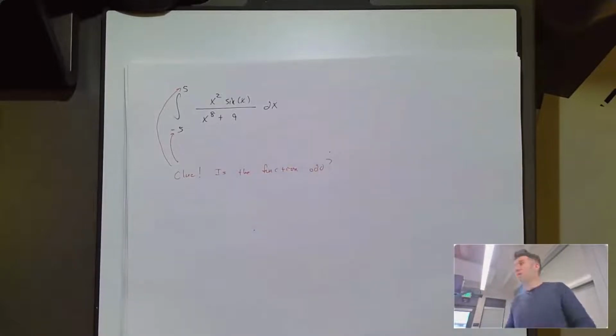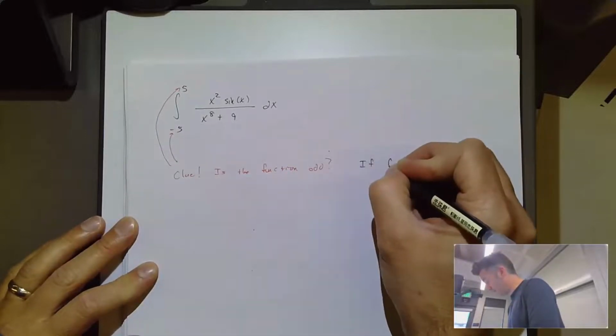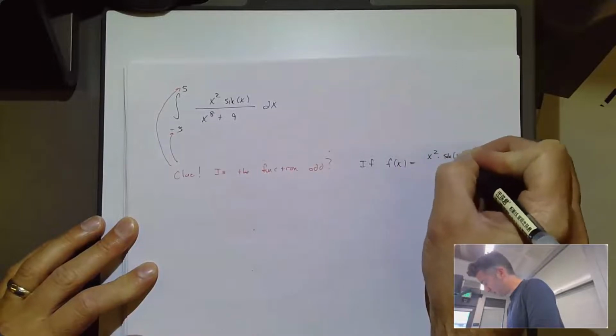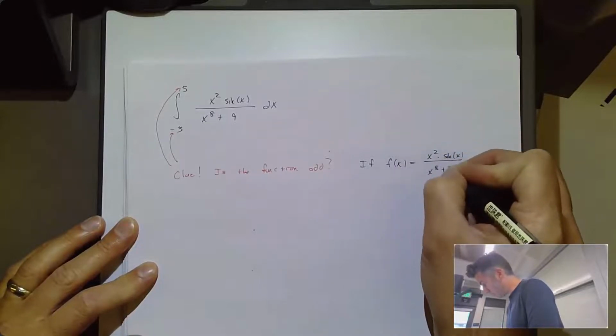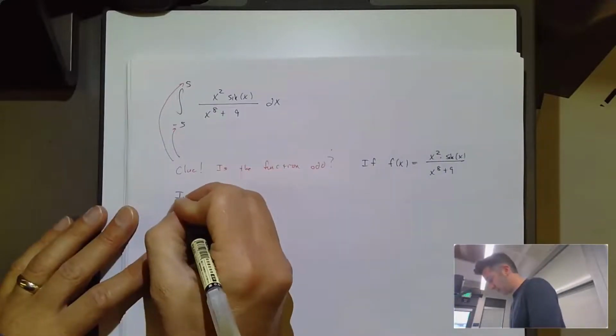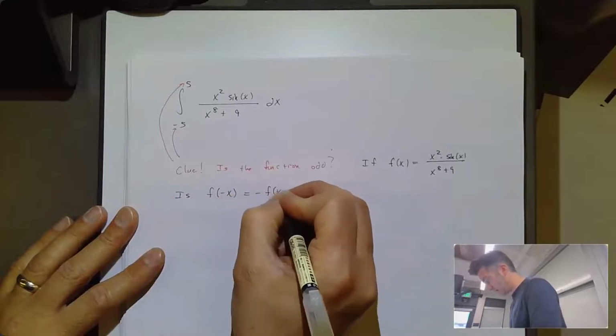Well, we have to check. So if we call our function f of x, and it's x squared times sine of x over x to the 8th plus 9, the way we check to see if a function's odd is we have to check, is f of -x equal to -f of x?